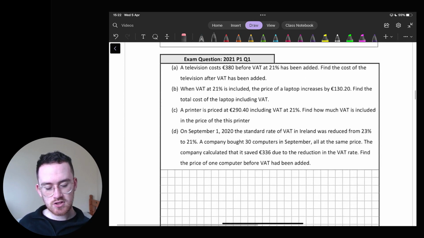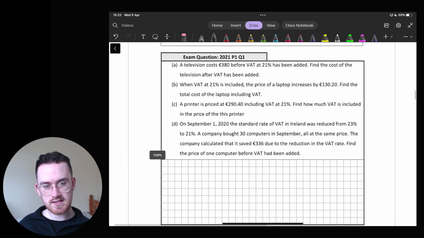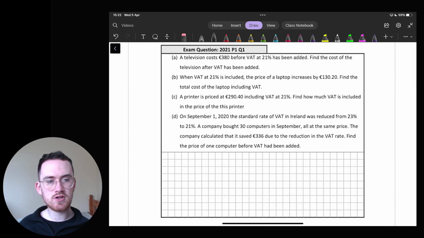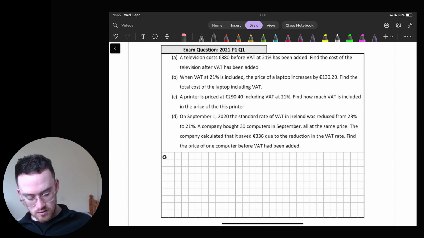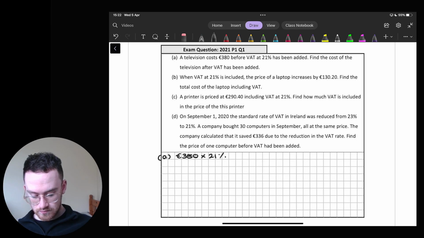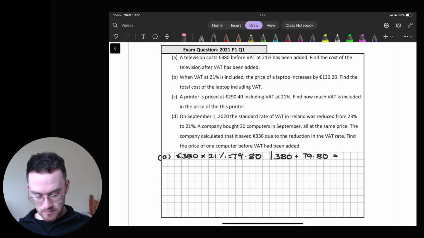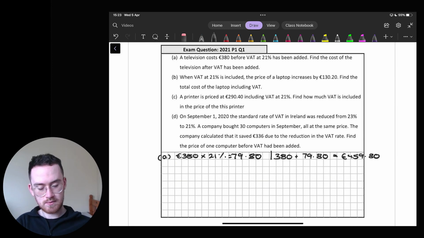Okay, a television costs €380. We're looking at an exam question here. So a television costs €380 before VAT has been added. Find the cost of the television after VAT has been added. So let's just find the value of the VAT. So take my €380, get 21% of it, which is my VAT. Gives me 79.80. And we'll add that on. So 380 plus 79.80 gives me 459.80. Okay, that's my answer for that part.